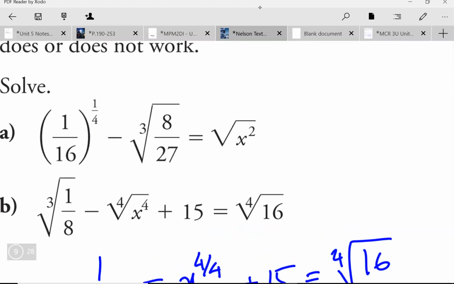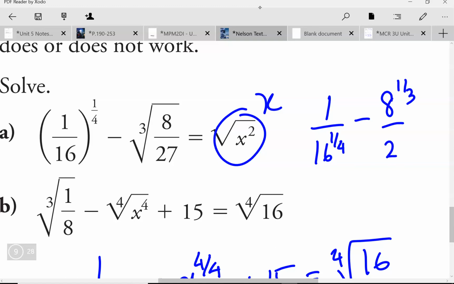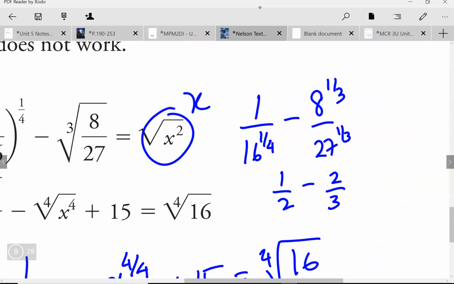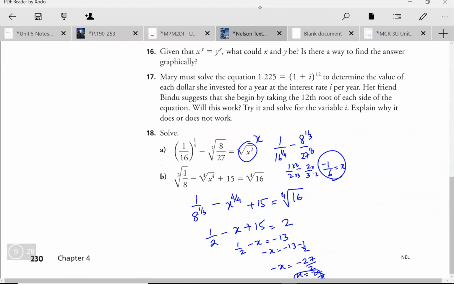And otherwise, again, the square root of x squared is just x, right? So you just evaluate this, which is, again, 1 over 16 to the power of 1 over 4 minus the cube root of this, which is 1 over 2 minus 2 over 3, which is 3 minus 4, negative 1 over 6 equals x, so that's my answer. That's it. So, again, that's actually not grade 12 stuff. You should be able to do this. There's no weird things.